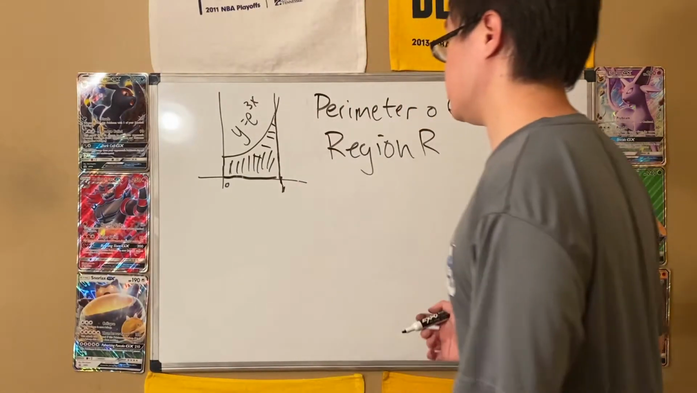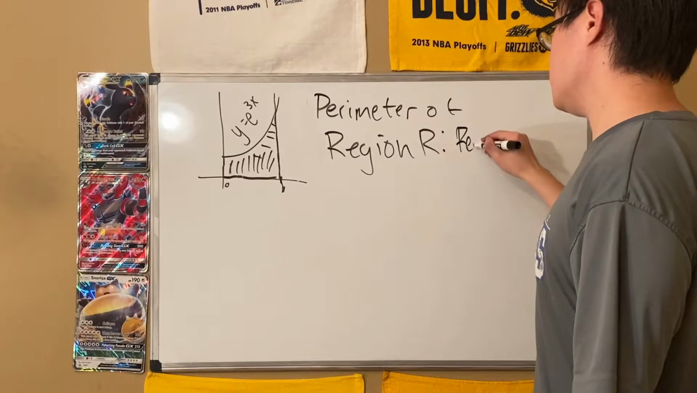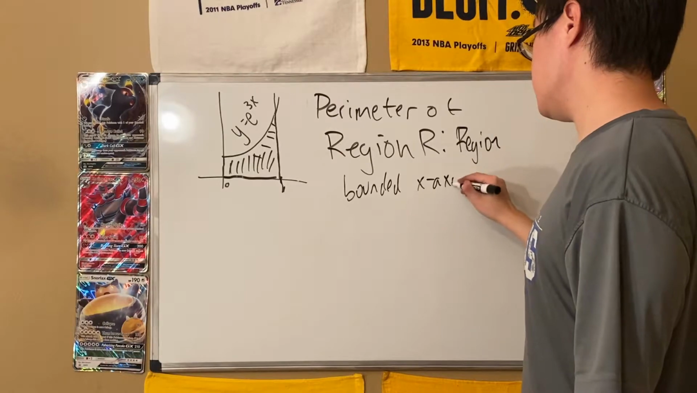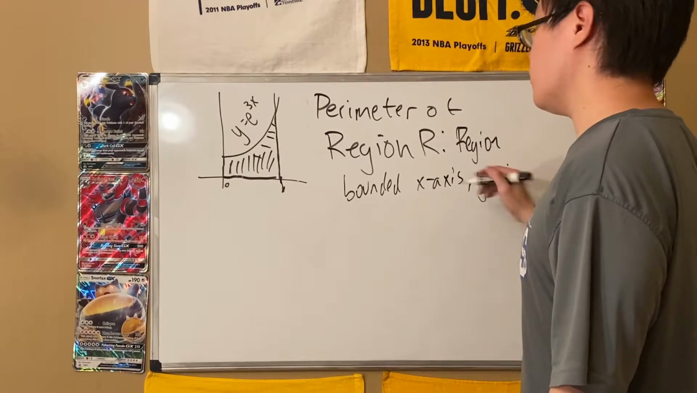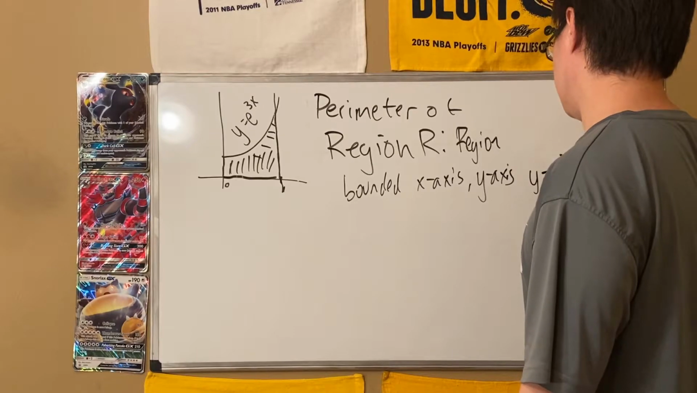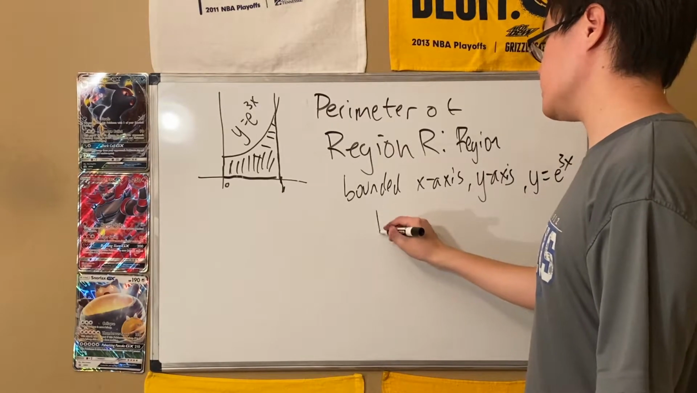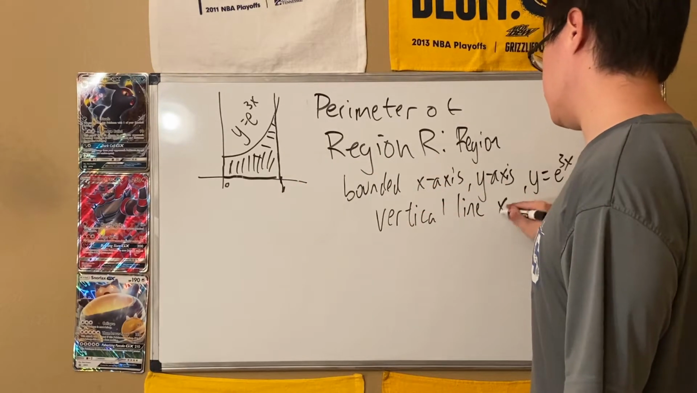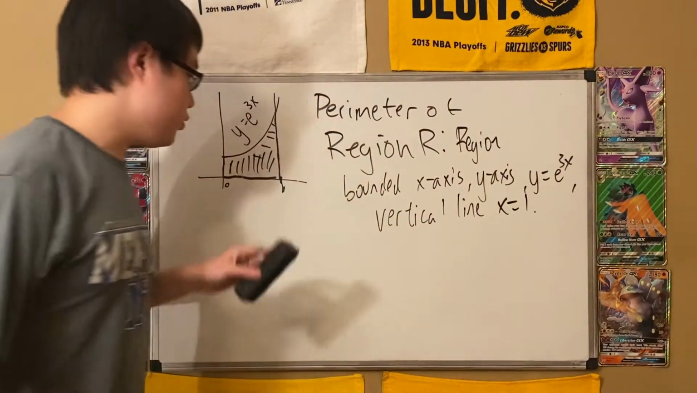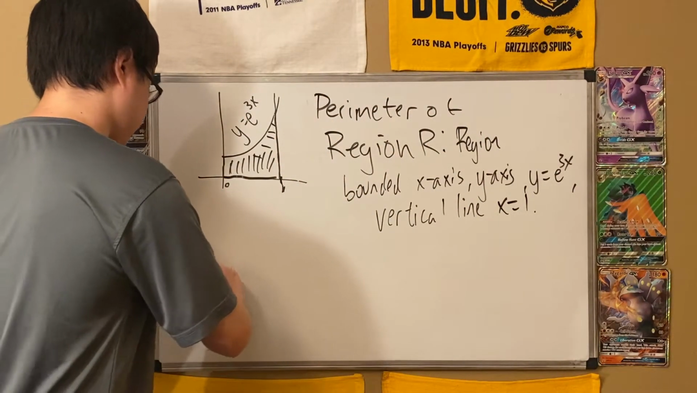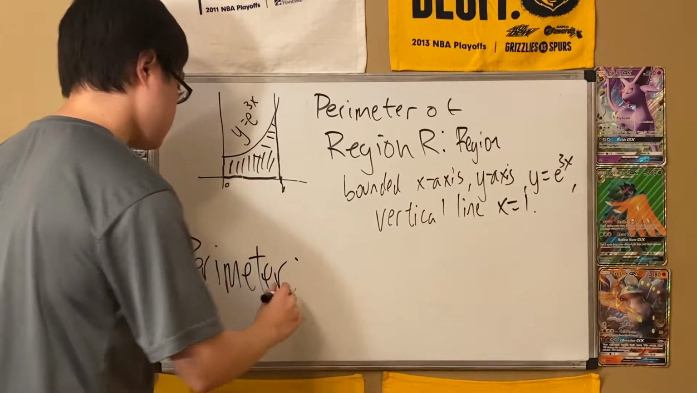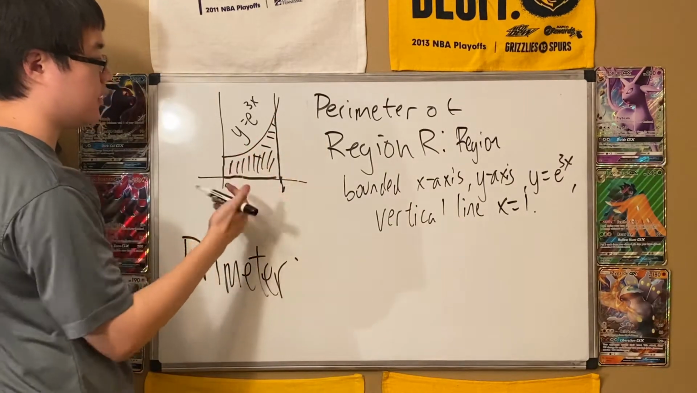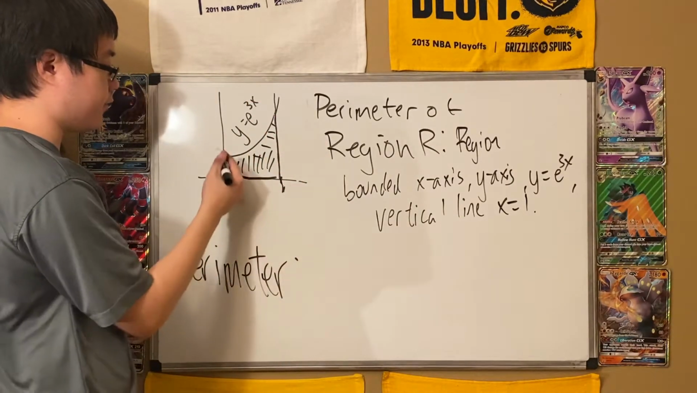What is the region R? We probably should have explained it in the first place. It's the region bounded by the x-axis, the y-axis, y is equal to e to the 3x, and also the vertical line x equals 1. So again, we have this region, and we're going to find the perimeter. We're going to just add up the 4 fence lengths together. So we're going to find this length, then this length, then this length, and this length.